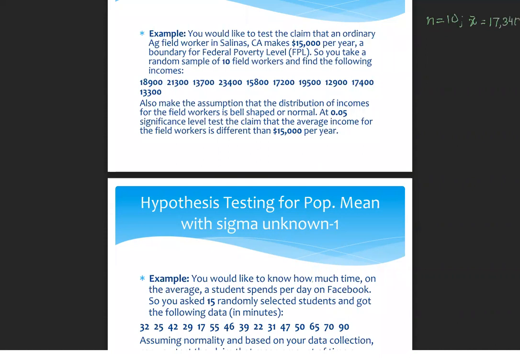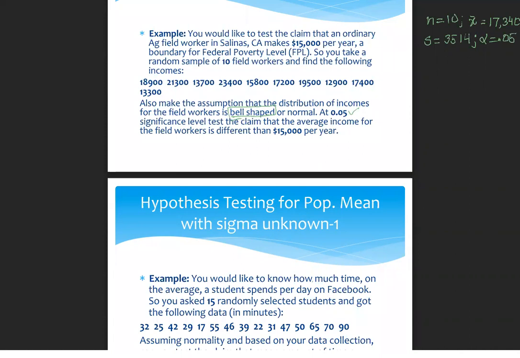17,340, and the sample standard deviation s is 3514. There's decimal after that, I just ignored that. So it's 3514. And also make assumption that the distribution of incomes for the field workers is bell-shaped. So that's normal distribution. Okay. At 0.05 significance level, so alpha is equal to 0.05.